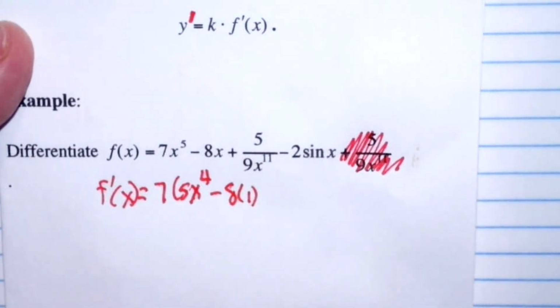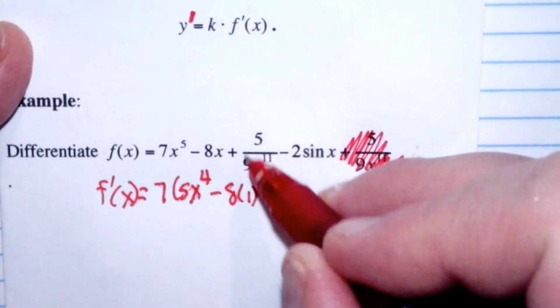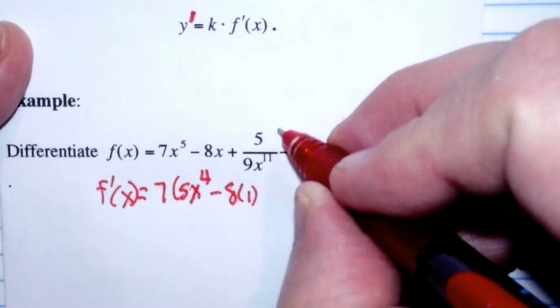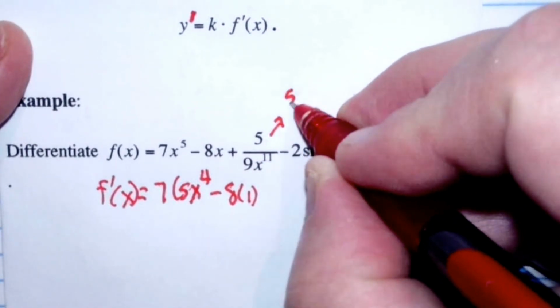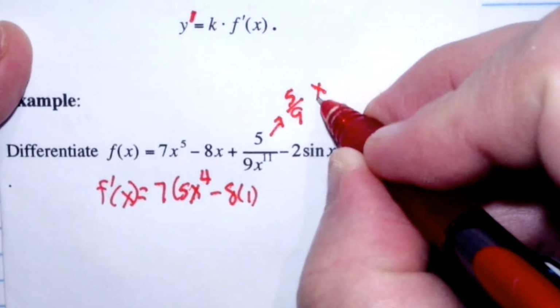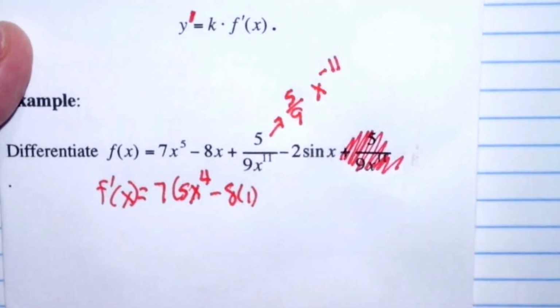And you know, I actually should have rewritten this term before differentiating it. So I'm going to do that right now. I'm going to rewrite that as 5/9 x to the minus 11. The coefficient here is 5 over 9, and so I'm just going to leave that as 5 over 9. I'm not going to try to move the 9. That would only make things more complicated, and it increases your chance of making a mistake. So I'm moving the x up like that and rewriting it as 5/9 x to the minus 11.